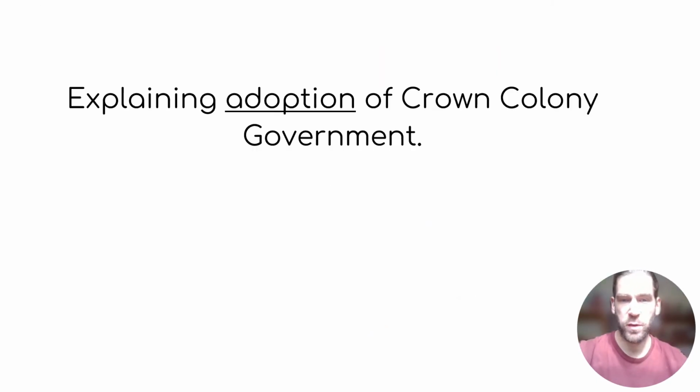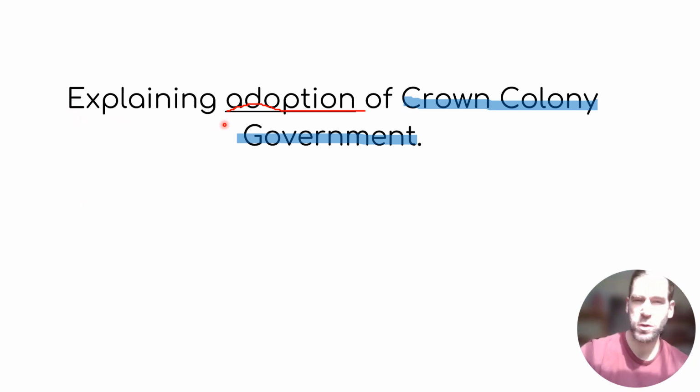What is the objective? The objective of today is explaining the adoption of Crown Colony government. Why was it implemented? Why was it adopted in the British Caribbean? And the why, that means explaining. Explaining is all about going in depth about why it was adopted, why it was implemented as a form of government in the British Caribbean in the second half of the 19th century. Let's look at the objective.